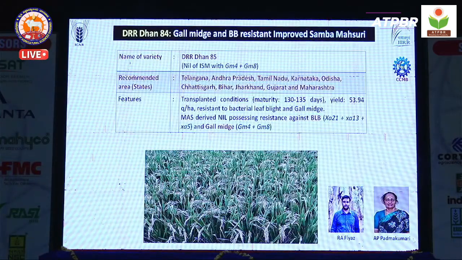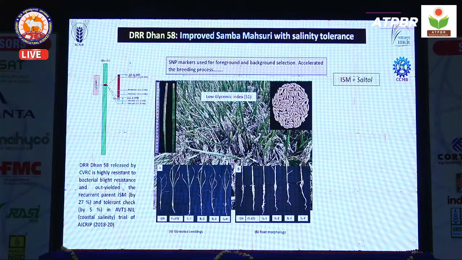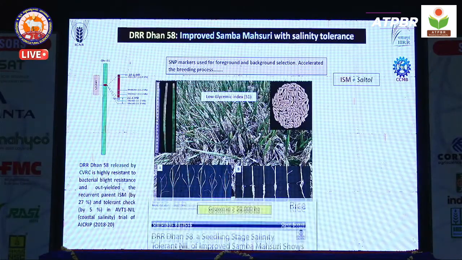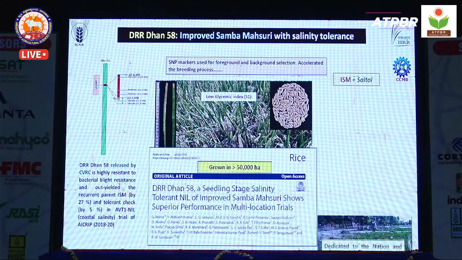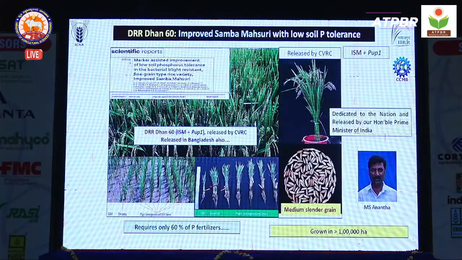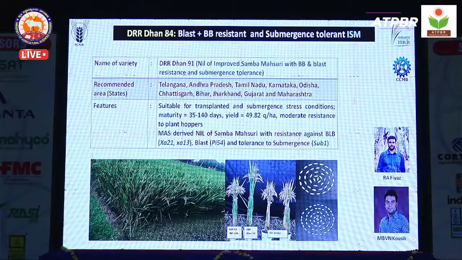Another interesting development is a recent release called DRR Dhan 85, which combines bacterial blight resistance with gall midge resistance. It showed an immune level of reaction in several gall midge hotspots along with bacterial blight resistance. And we have added a trait of salinity tolerance in the background of improved Samba Masuri and developed DRR Dhan 58. Then another important development is adding low soil phosphorus tolerance, which can reduce phosphorus fertilizers. It is doing really well in the Gangavati area of Karnataka.